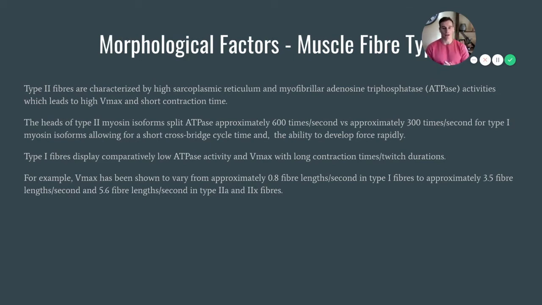Type 1 fibers, on the other hand, work on the opposite. They have low ATPase activity, low velocity, and long contraction times, hence why they're called slow twitch muscle fibers.